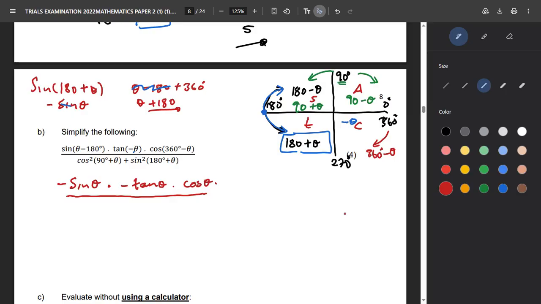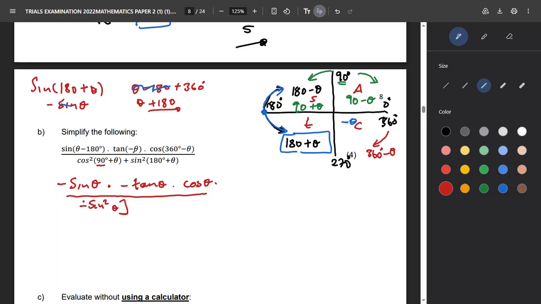Understand? And now, look at this. It's 90, so cos changes to sine. You ask yourself, how is cos in quadrant 2? It's negative, right? So this will change into negative the sine, negative the sine squared theta.